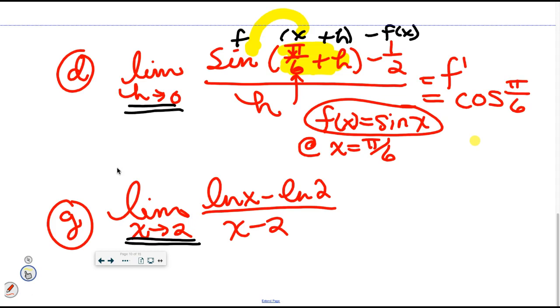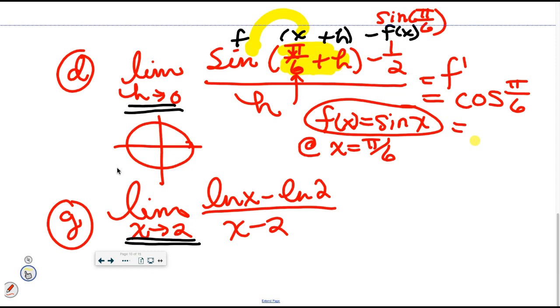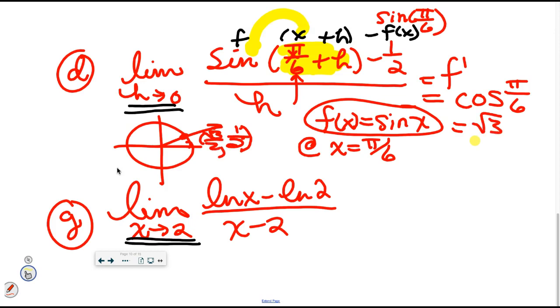Now you might wonder where that a half is. Well, remember, my f function is sine, and sine of pi over 6 is a half. So that's why there's a half there. So you need to know your unit circle. Unit circle never goes away. You need to know exactly what the cosine is of pi over 6. And remember the root 3 over 2, comma, a half. So the answer to this one is root 3 over 2. So you don't have to do the long definition, you have to recognize it.